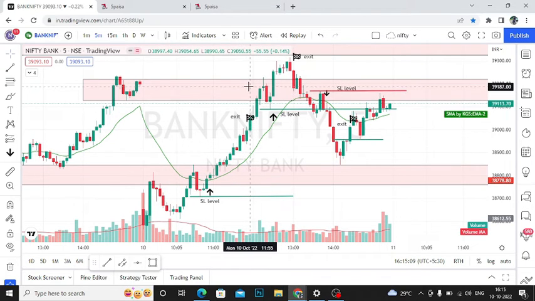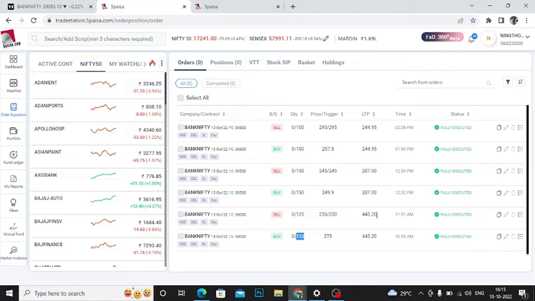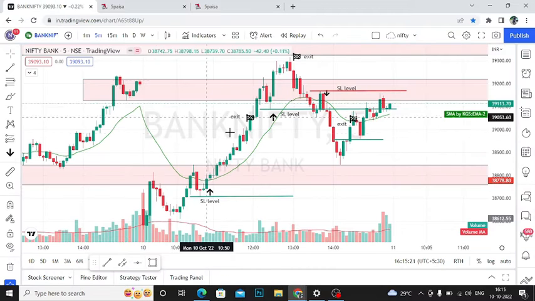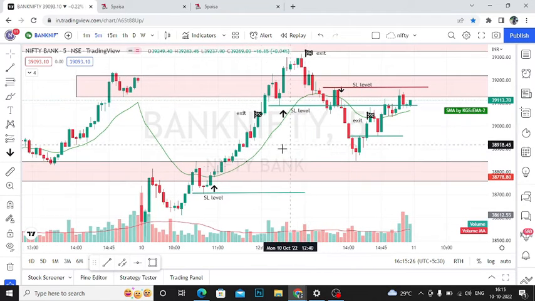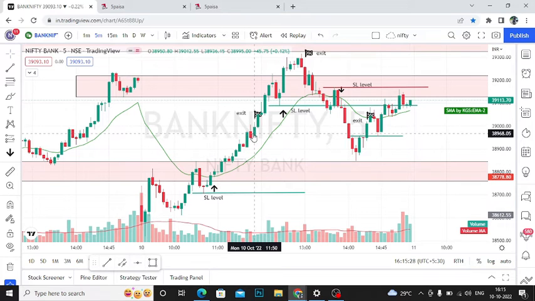Unfortunately I exited my trade here around 11:51 am. This was very unfortunate for me. I was trying to trail half of my position and hold the other half for this target, but I trailed my whole position and then it got stop loss hit.